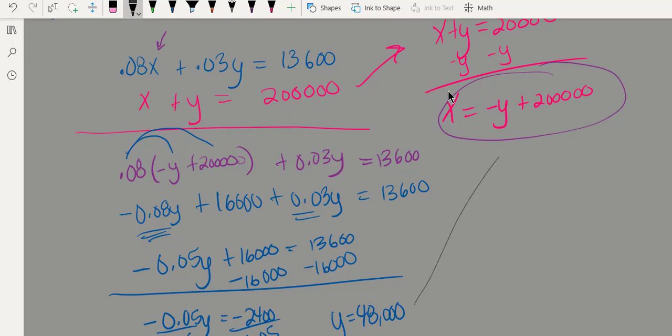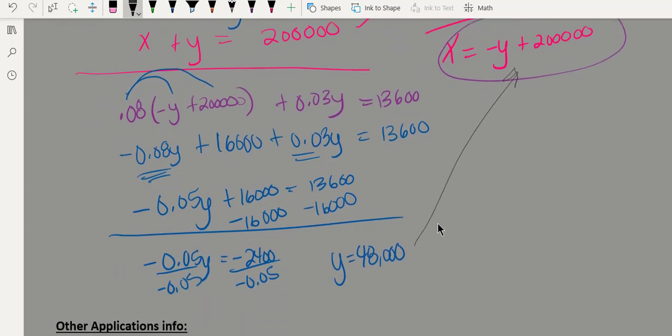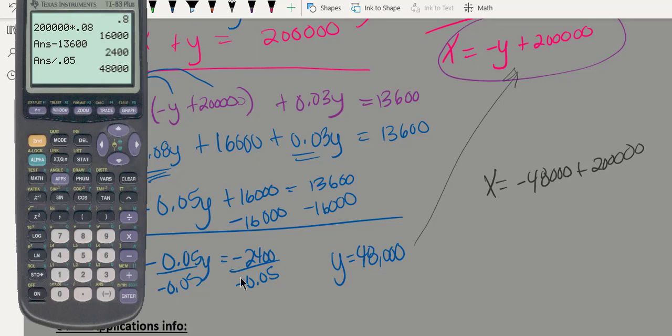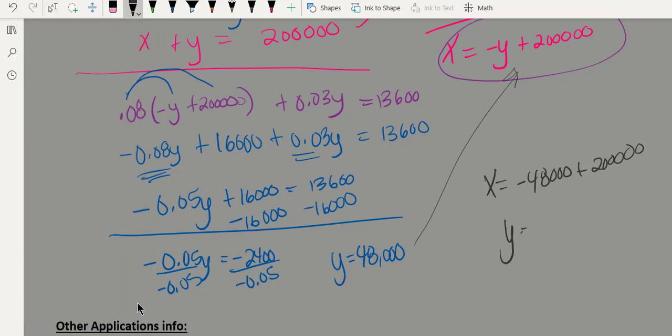So in this case, I can plug it back into this one right here. So this will give me x equals negative 48,000 plus 200,000. So all we need to do now is subtract 48,000 from 200,000. Miss Parker's just doing it bad on the calculator. But I will know that my X would equal 152,000, if that's correct.